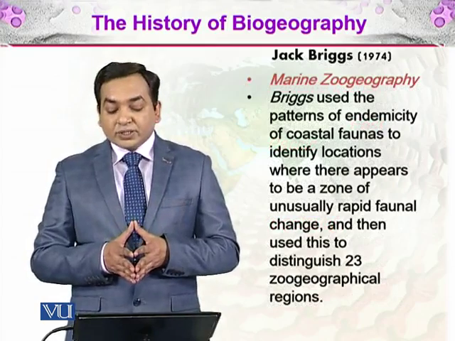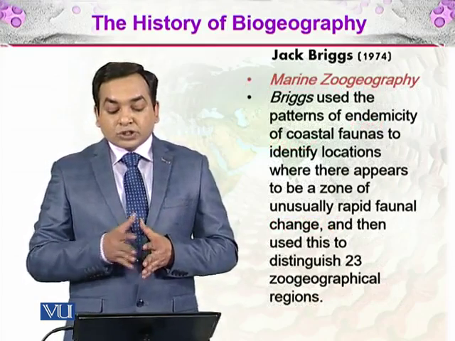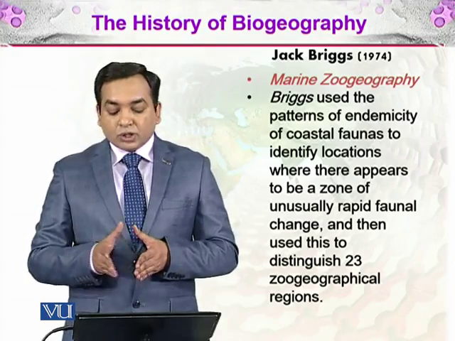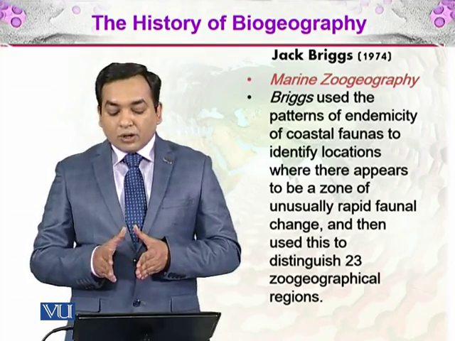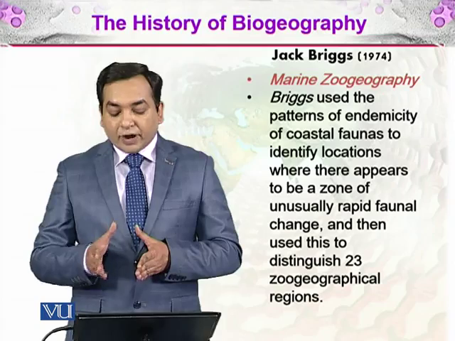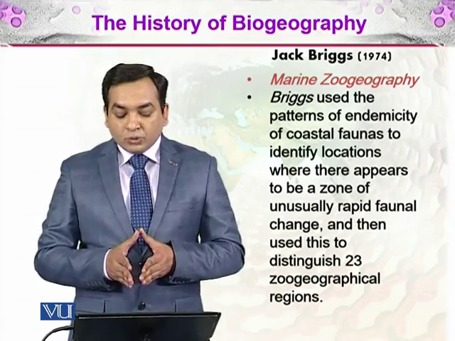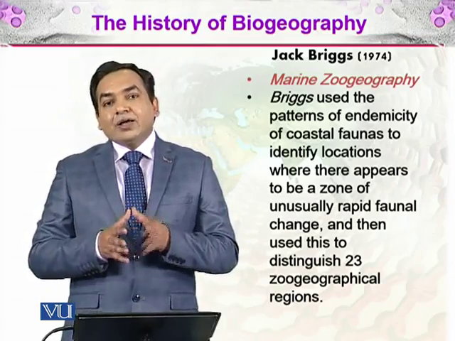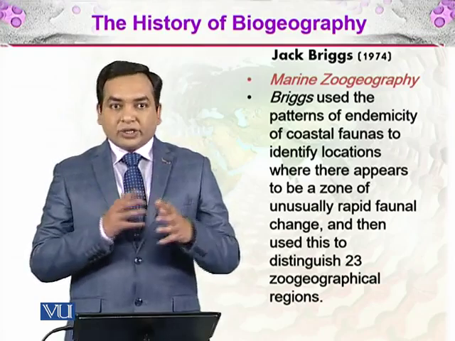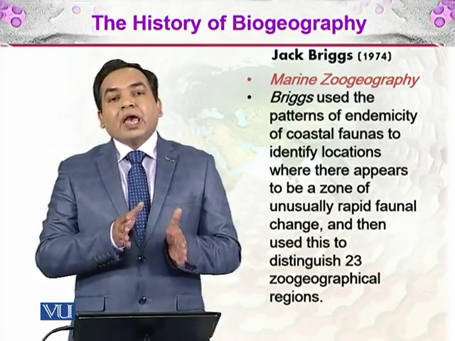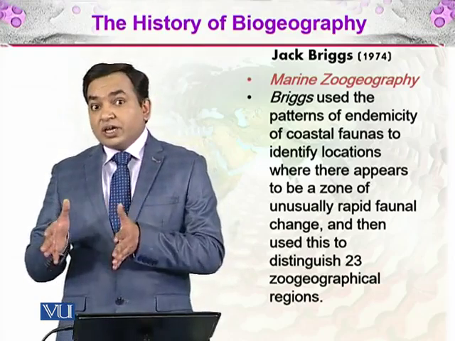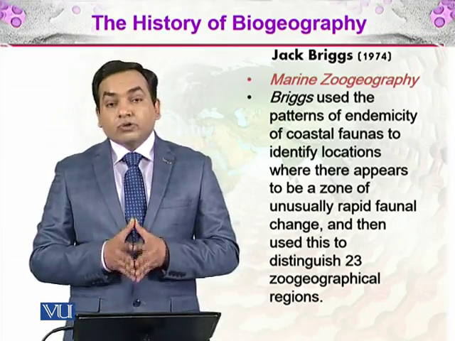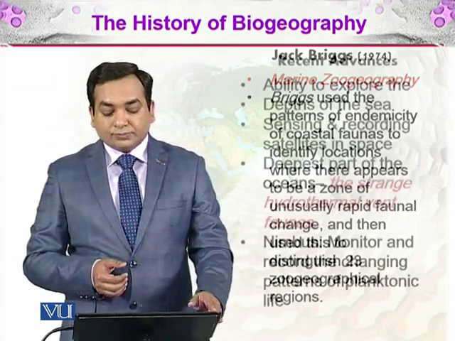And then there comes Jack Briggs. In 1974 he wrote Marine Zoogeography. Briggs used the patterns of endemicity of coastal faunas to identify locations where there appears to be a zone of unusually rapid faunal change, and used this to distinguish 23 zoogeographical regions. He identified organisms living in a particular zone, and where the set of those organisms changes, that is called a faunal change. Based on this, he had the 23 zoogeographical regions.